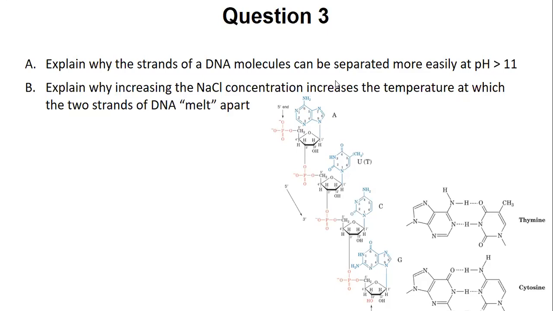All right. So getting back to our question then. So we have DNA. Why is it easy to separate DNA at pH greater than 11? Why, if I make my solution basic, my DNA falls apart?